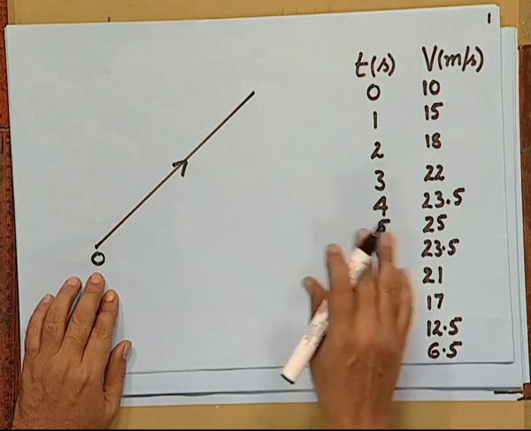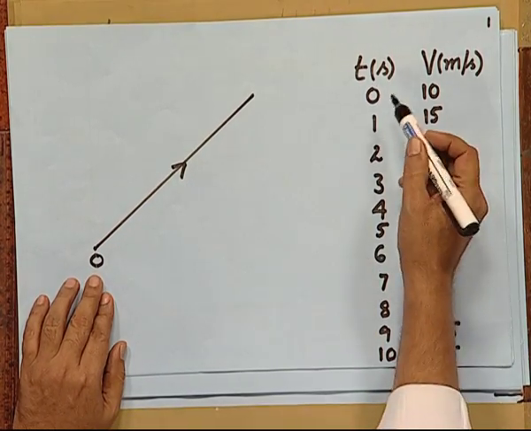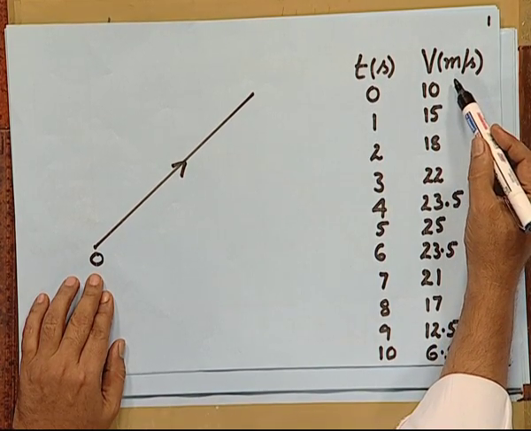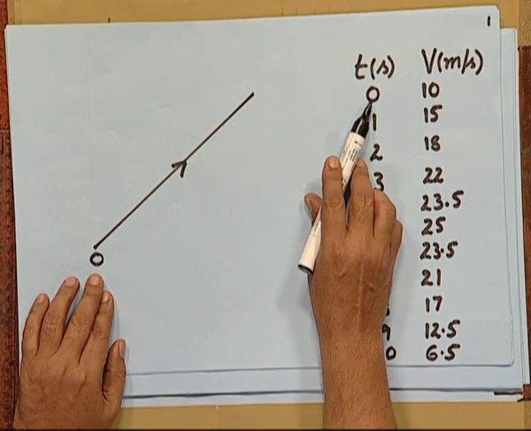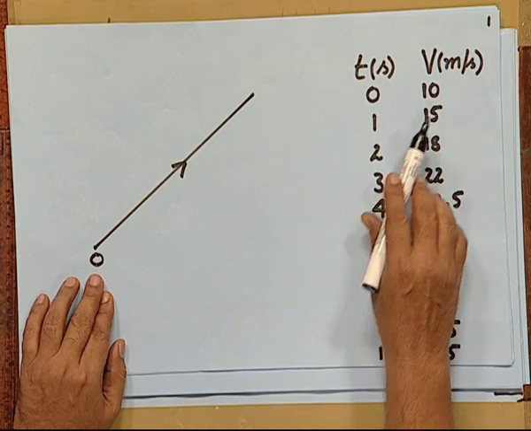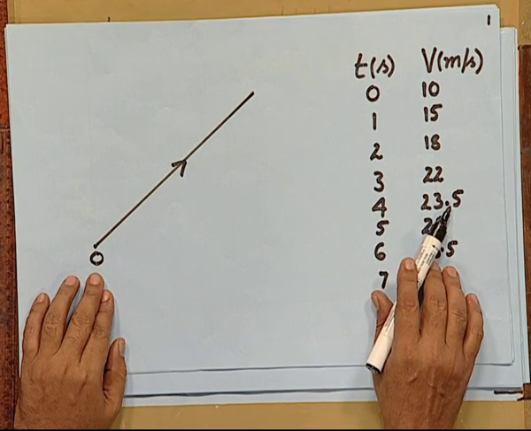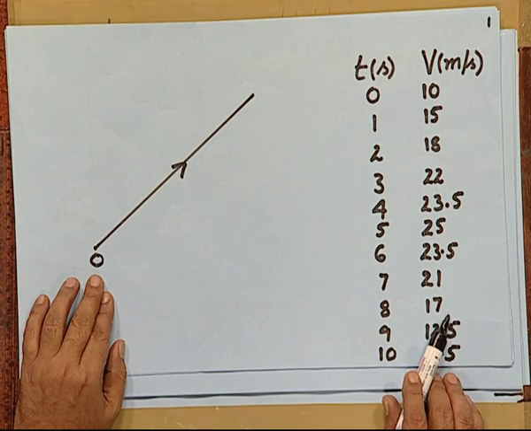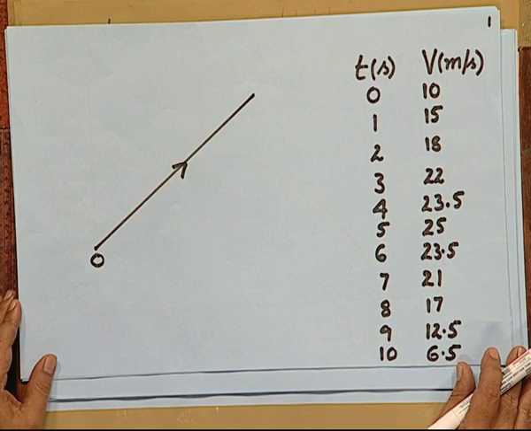Now, the data that I have for this motion is velocity as a function of time, that is instantaneous velocity in meters per second as a function of time. At time 0 the velocity is 10 meters per second, at time 4 seconds it is 23.5 meters per second, at 8 seconds it is 17 meters per second, at 10 seconds it is 6.5 meters per second.